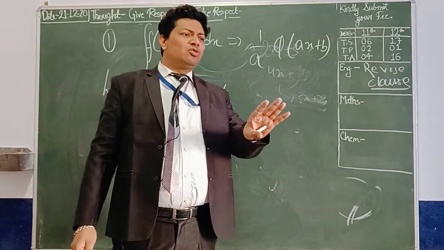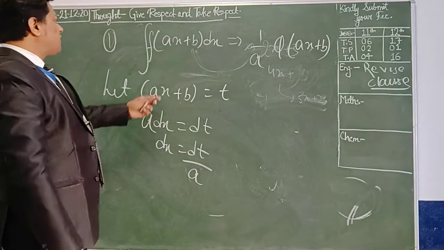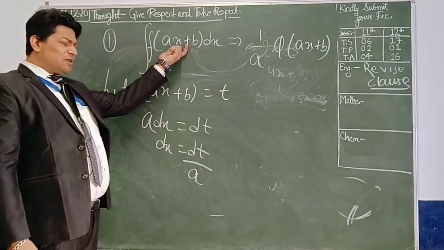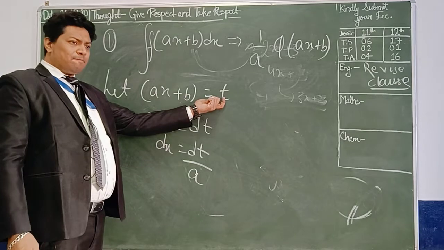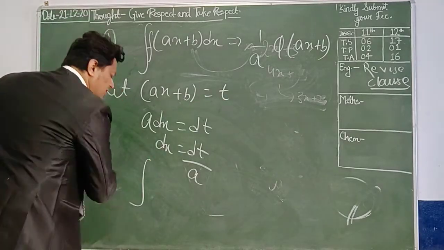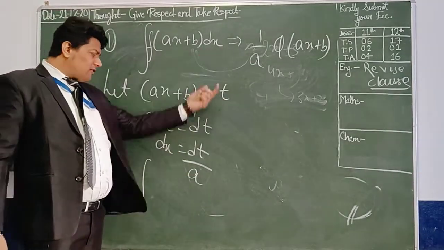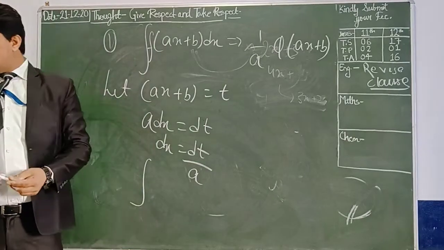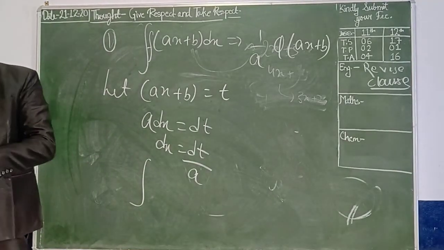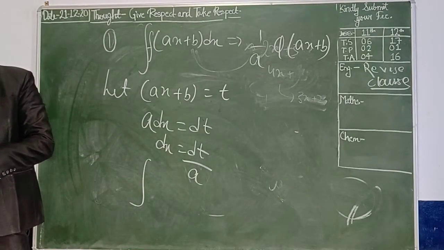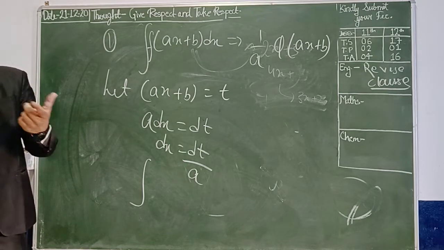Let ax plus b equal to t. Wherever there is ax plus b, you can put t. And in the place of a dx we have dt upon a. So what you will get is that if you put ax plus b equal to t, the integral becomes f(t) multiplied with dt upon a.